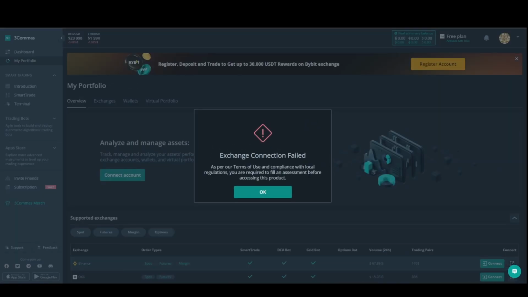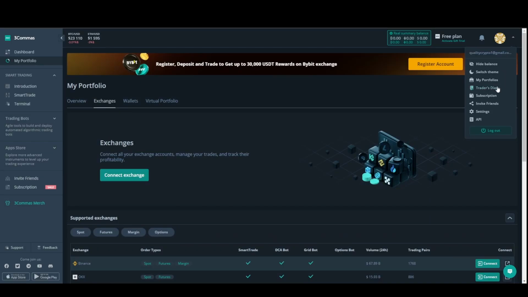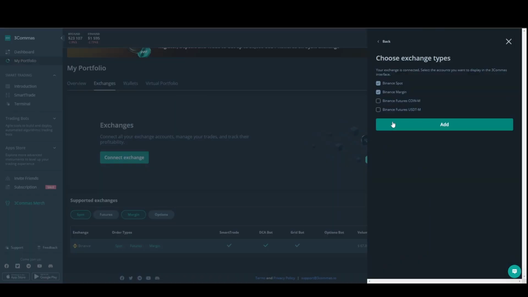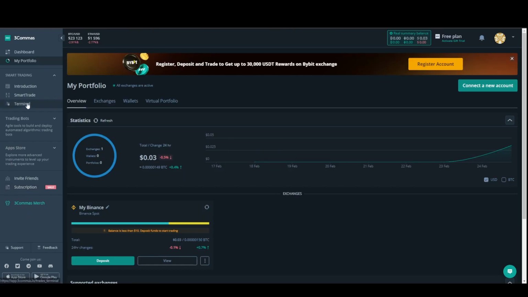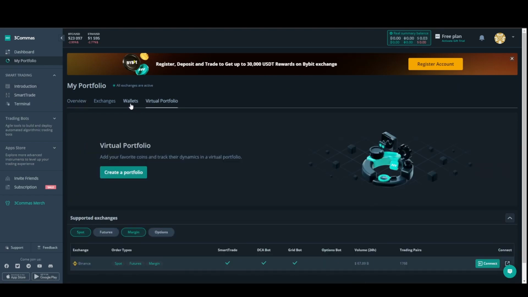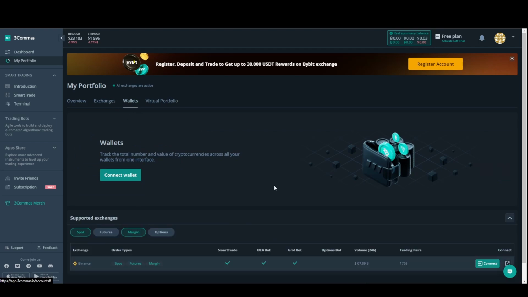Oh, god damn it. I have to fill an assessment before accessing this product. We will not fail, guys. We are doing this. Okay, maybe we can just try it without to begin with. I know Binance doesn't like the UK, but is there any other way I can just put my API keys in? There has to be a way. I've seen it on videos where they put their API keys in.